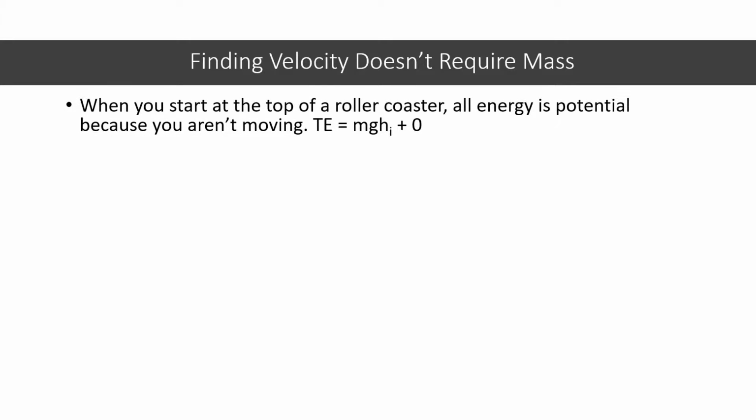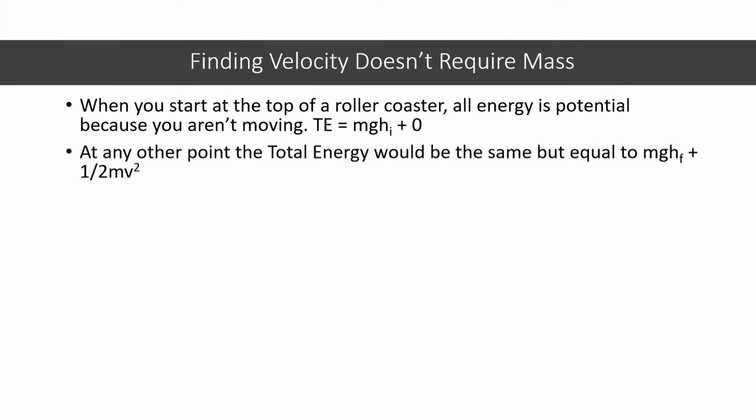When I start at the top of a roller coaster, all my energy is potential. That means my total energy is mass times gravity times the initial height. So the total energy is equal to mass, gravity, initial height, or h sub i, as I've labeled it here. Now, that's the total energy of the roller coaster. The energy at any point would still be the same.